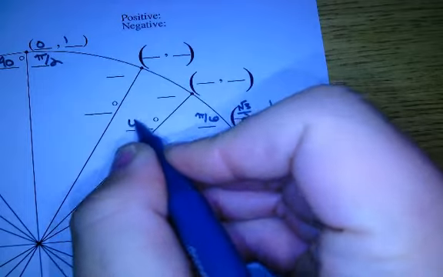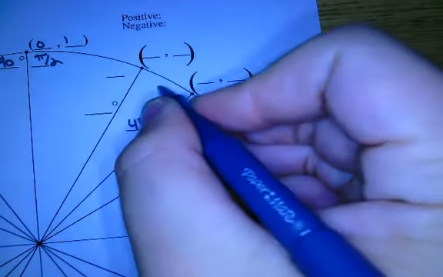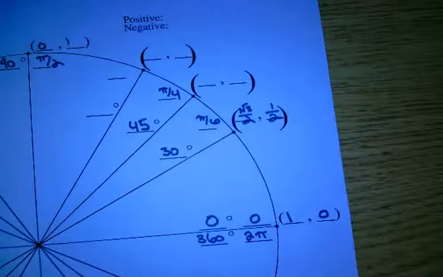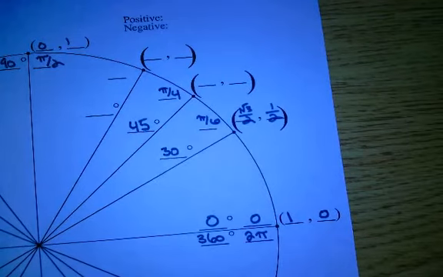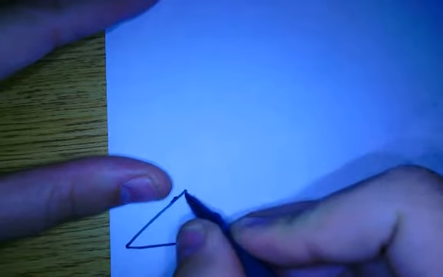Let's talk about this next one, which is going to be 45 degrees, also known as pi over 4. Okay? We'll do the same exact thing. I'm going to draw the same triangle in this corner over here, but this one is going to be a what special triangle?